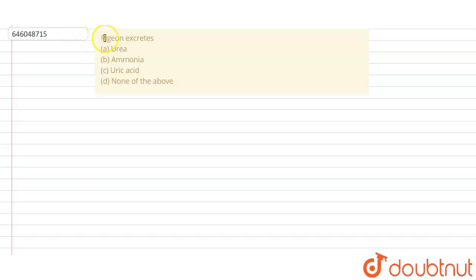Hello, students. So let's read the question. Pigeon excretes which of the following nitrogenous waste? So they're asking what is the nitrogenous waste excreted by pigeon, which is a bird. Option A is urea, option B ammonia, option C uric acid, and option D none of the above.